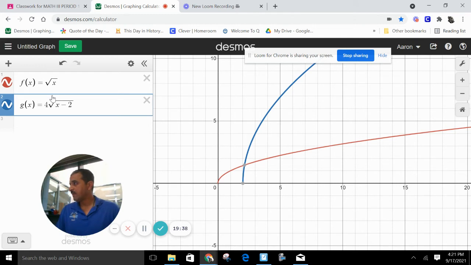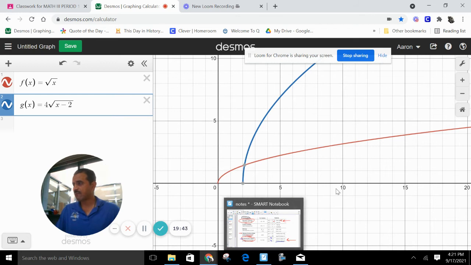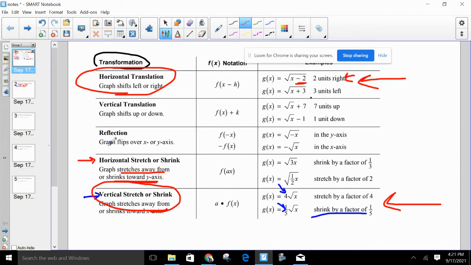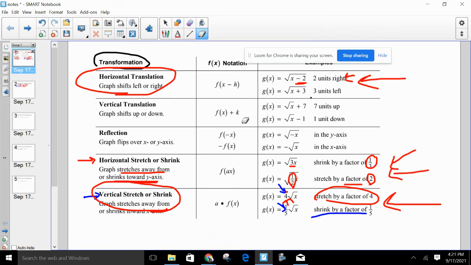And then look at the number outside the square root, so there's a vertical stretch or shrink. It looks like a vertical stretch by a factor of 4. If it's a whole number, then it's just by a factor of that whole number. The horizontal is the one that gets tricky. If it's a whole number, then it's by a factor of its reciprocal. If it's a fraction, then it's still by a factor of its reciprocal, which becomes a whole number. So the horizontal gets tricky, but the vertical is pretty straightforward.